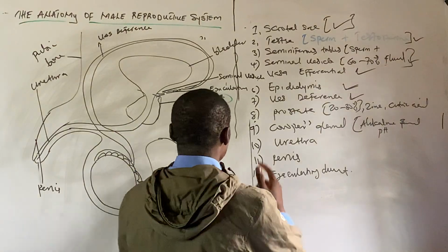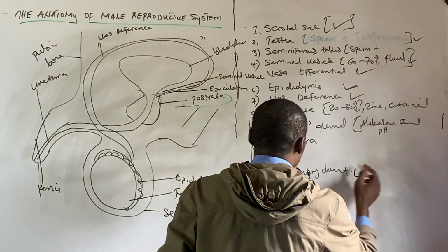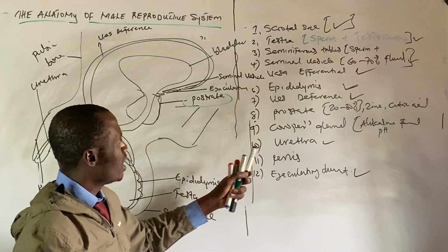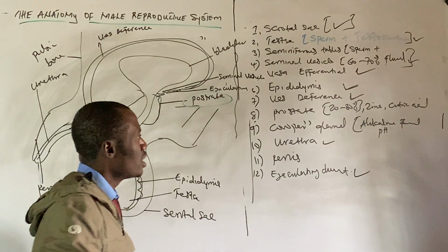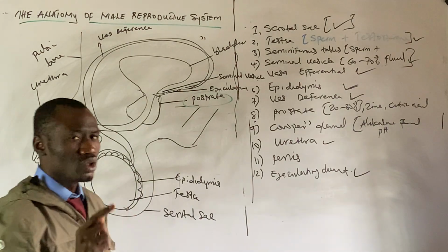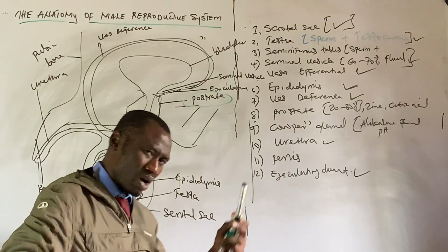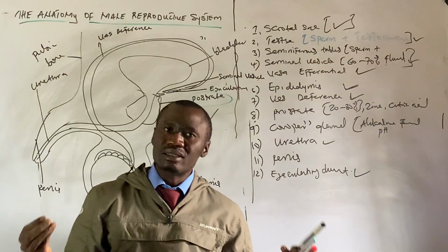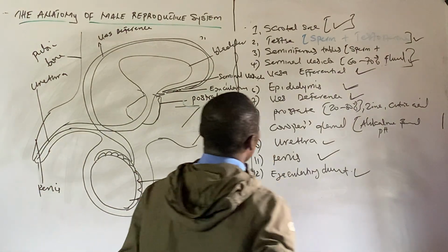The ejaculatory duct is where the sperm passes through. Then we have the urethra. The urethra is where the sperm is coming from the vas deferens, which I've drawn for you. The urethra is a narrow tube that passes through into the penis, where the sperm passes through during intercourse. The penis is an intromittent organ. It is used to introduce the sperm into the vagina.